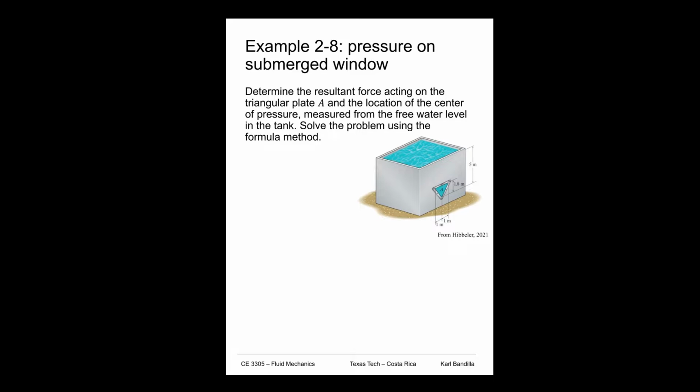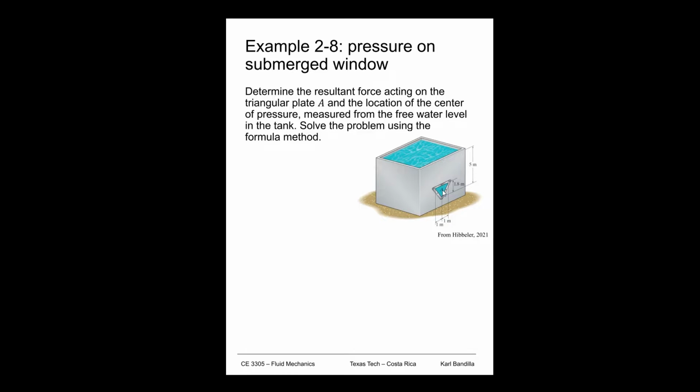This is example 2-8, where we're going to find what the force is and the location of the force resulting from the pressure on that little window here inside of this pool of water. We're given that it's water, so we know what the density or the specific gravity is. Now we have to find where the force is acting and what the force is, and we're supposed to use the formula method.